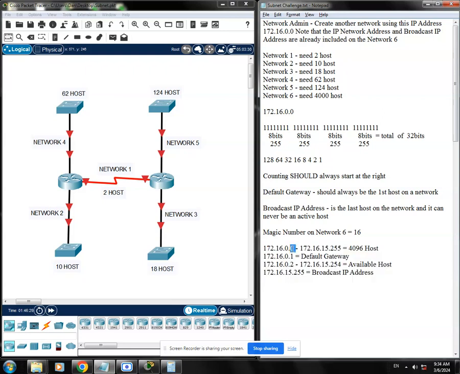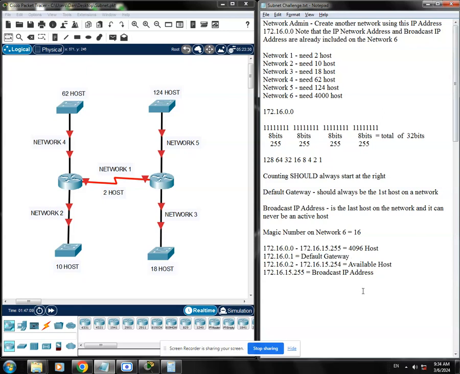So now it's good to go. This is the network IP address, and this is the broadcast IP address, which is here. We will count from 172.16.0.0 up to 172.16.15.255. It is a total of 4,096 hosts, including the network and the broadcast IP address. Its default gateway is the first host on the network, 172.16.0.1.